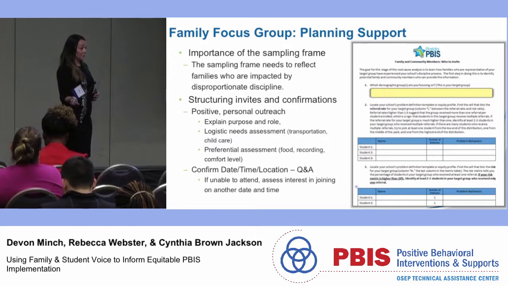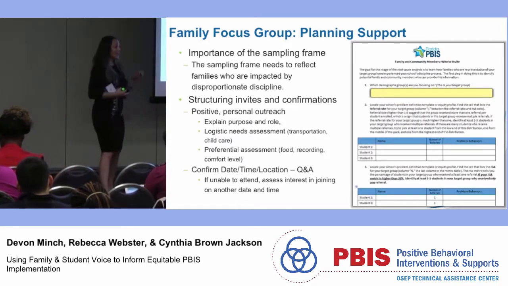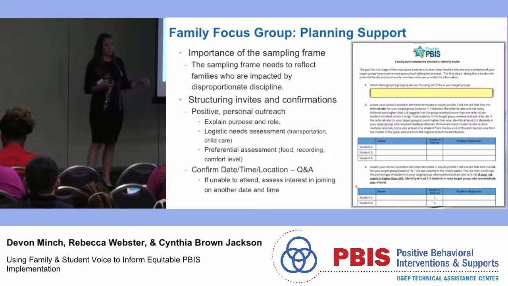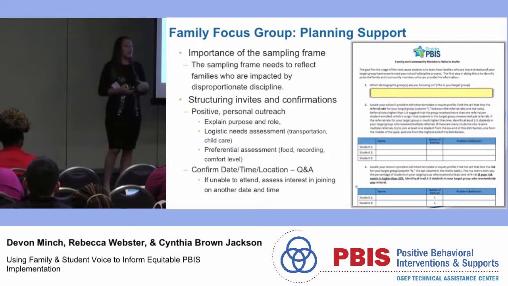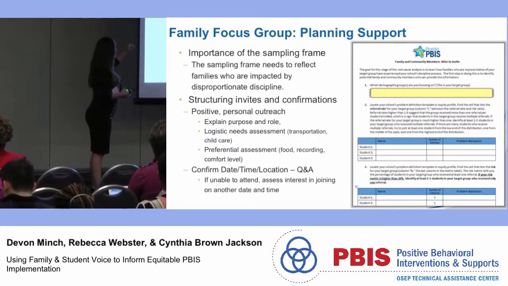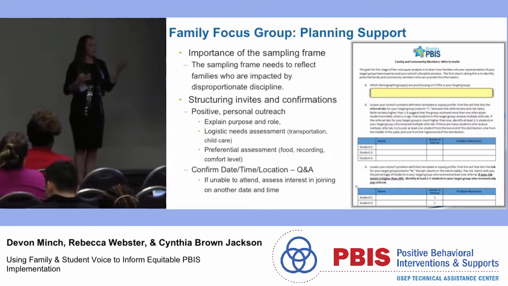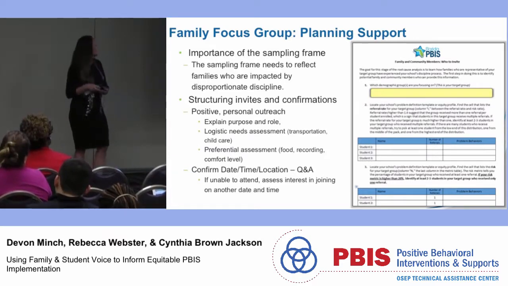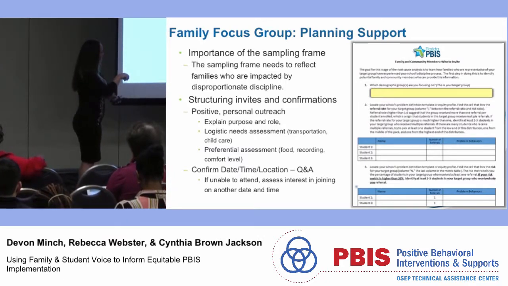Okay, so this was the planning support that was developed to really help give them steps for how to go about planning this process. First was the sampling frame. You are asking families of your target subgroup. In 90% of the schools, it was Black African American families. And I can say that that was kind of a light bulb moment for some of our schools as well. So that's the first piece there, where you indicate your demographic group.